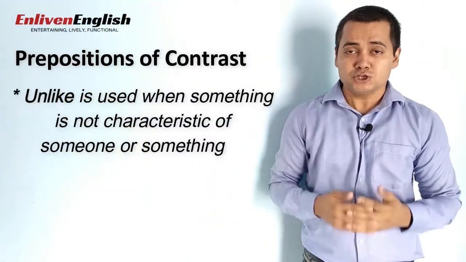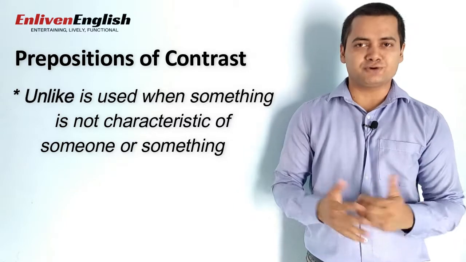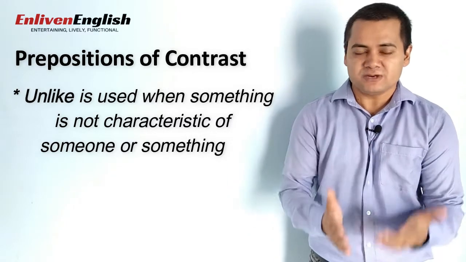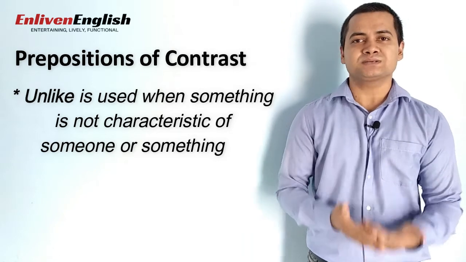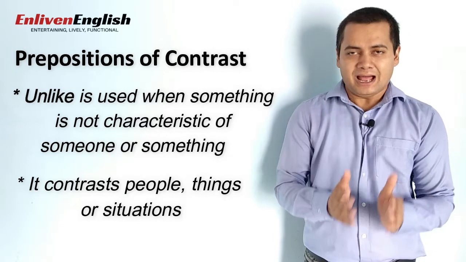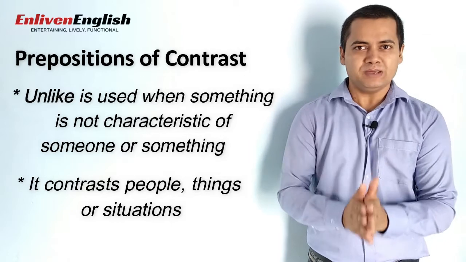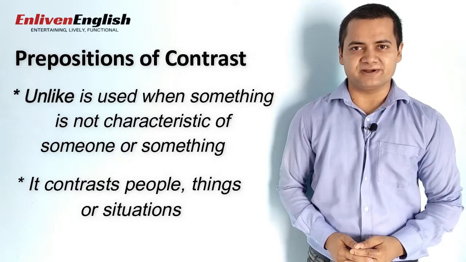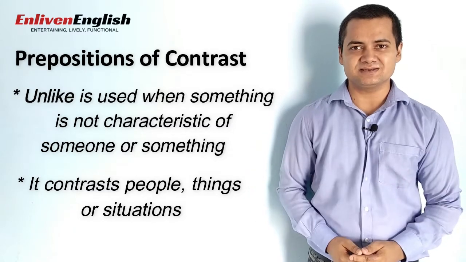Preposition unlike also helps us bring the contrast. We can use unlike when something is not typical or characteristic of someone or something. With unlike, we can contrast two people, things, or situations and show how they are different. Let's see some sentences.